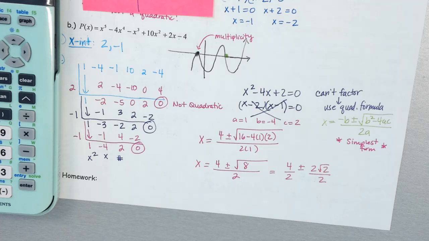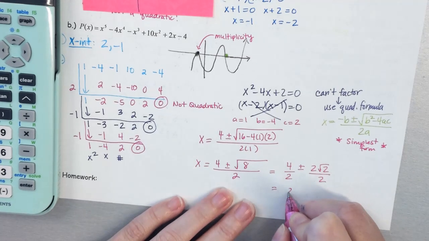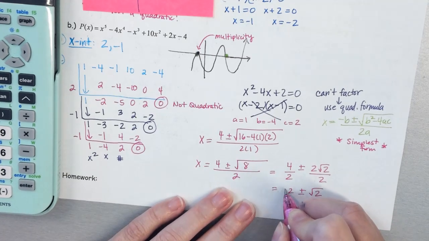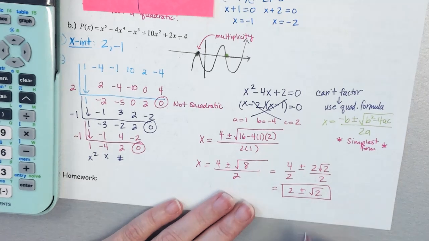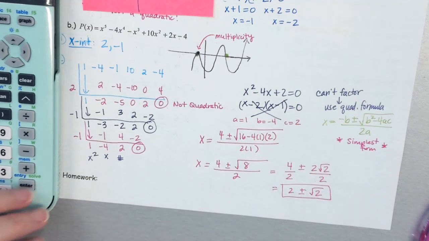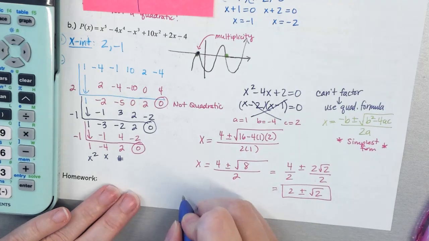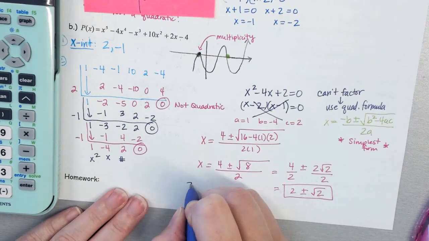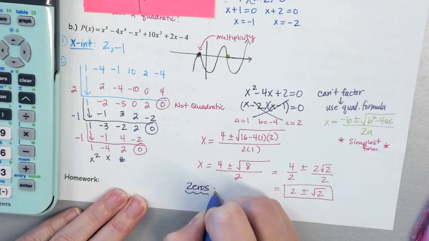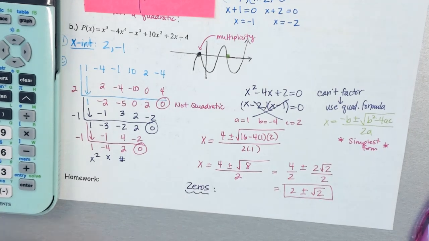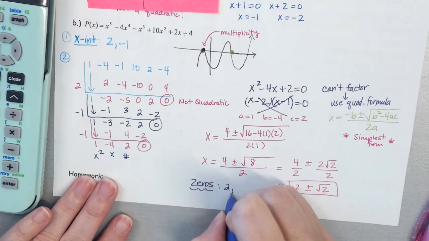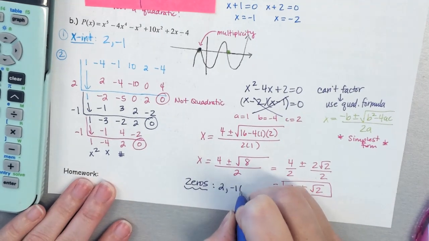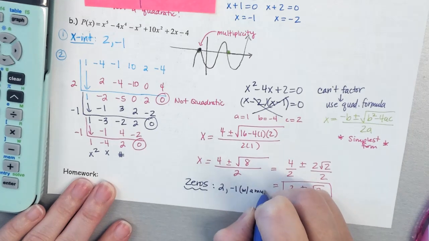You can only divide a whole number by a whole number. You can't divide something that's inside a radical with something that's outside a radical. So this is going to be 2 plus or minus root 2. How many zeros is that? 2 of them. So when you're listing your zeros, we know that you should have how many altogether? 5. So you have 2, you have -1, and that's with a multiplicity of 2.